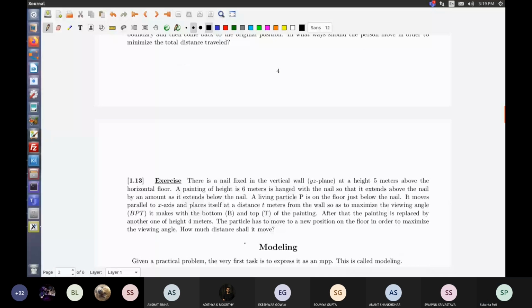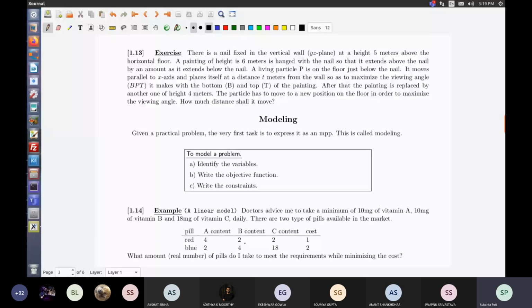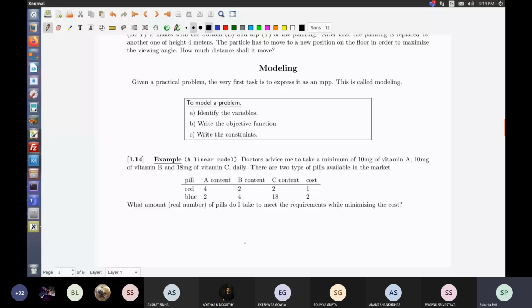Now the modeling. When you get a practical problem, it will not be stated in a mathematical form, as an MPP, a mathematical programming problem. So in order to solve it, you first have to model it as a mathematical problem. For that there are 3 steps. Step 1 is to identify the variables, then write the objective function, and then write the constraints.